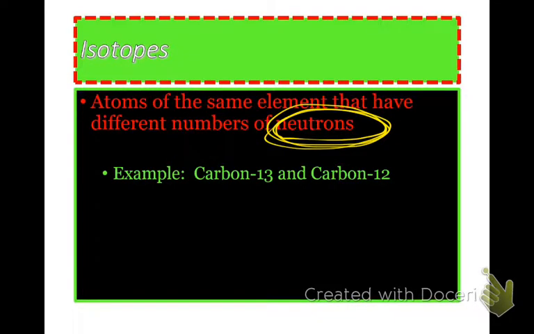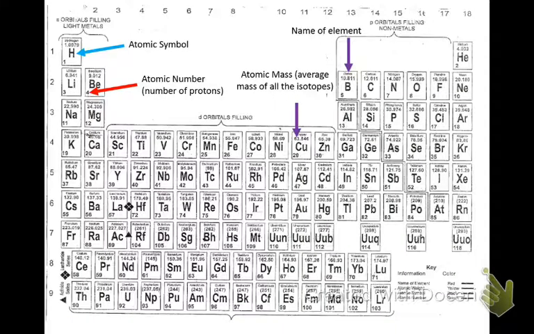Alright. So a couple things on the periodic table before we can go through isotopes. Everybody should have a periodic table at this point. First of all, you have the atomic symbol.